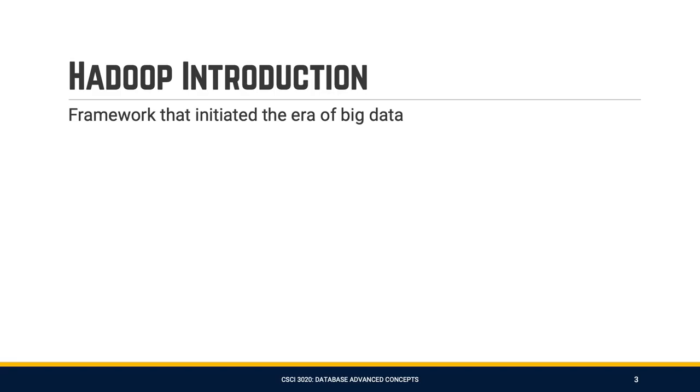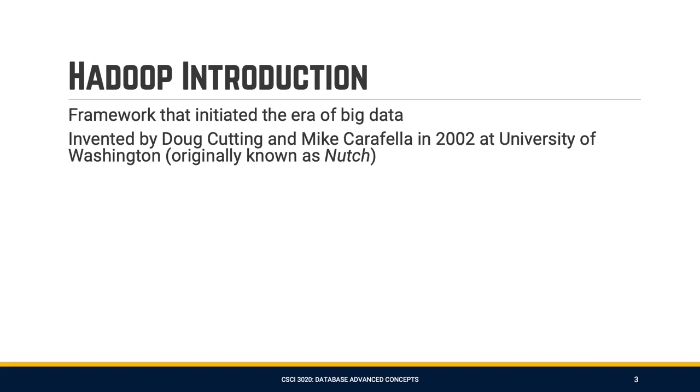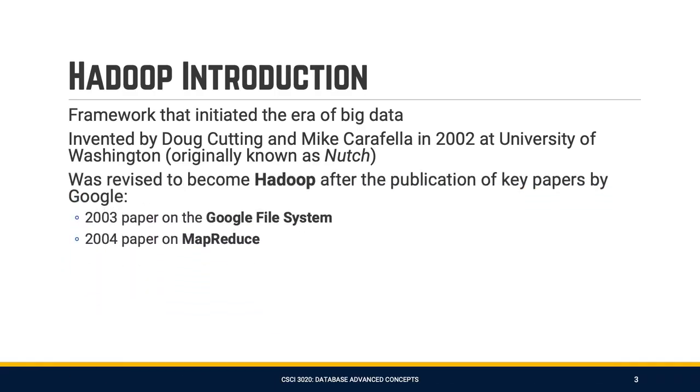servers. So it was invented in 2002 at the University of Washington. It was originally known as Nutch, but it was revised to become Hadoop after the publication of several papers from Google. In 2003, the Google file system was introduced, and I'll talk a bit about the Google file system and how that affects Hadoop, as well as their paper on MapReduce, which we will get to in another video.